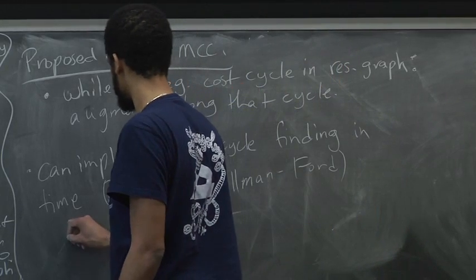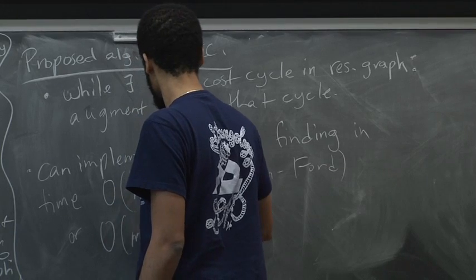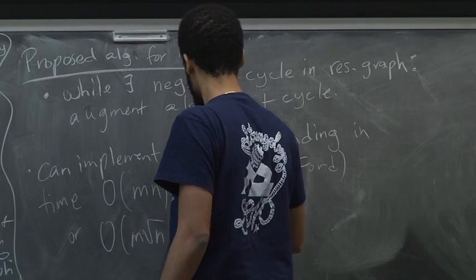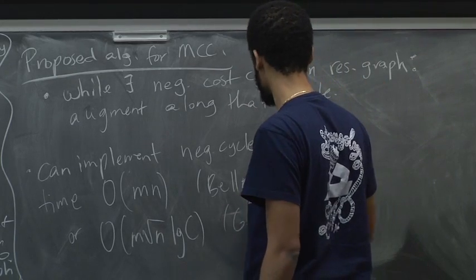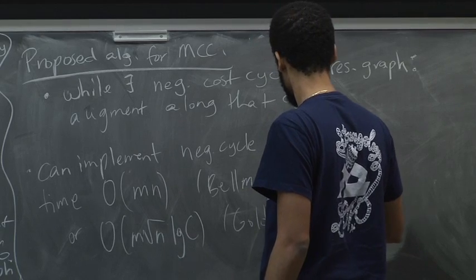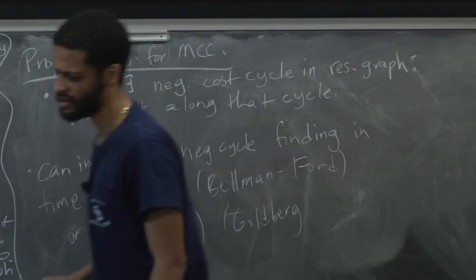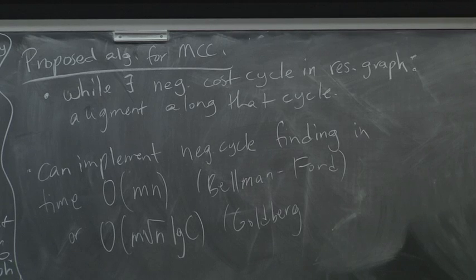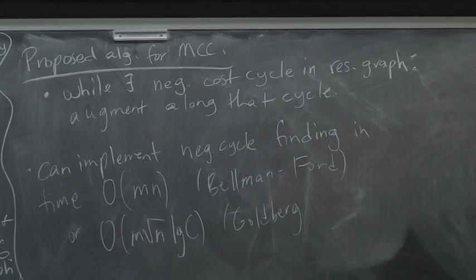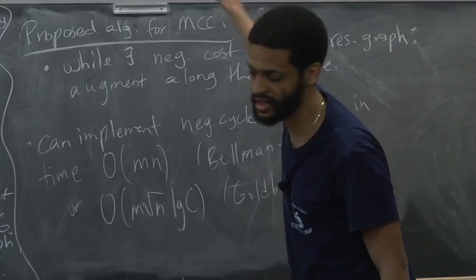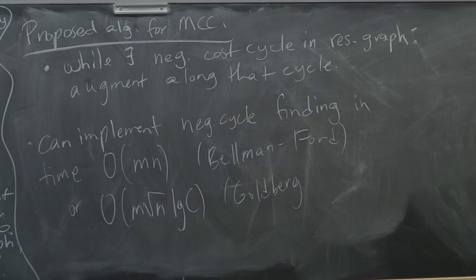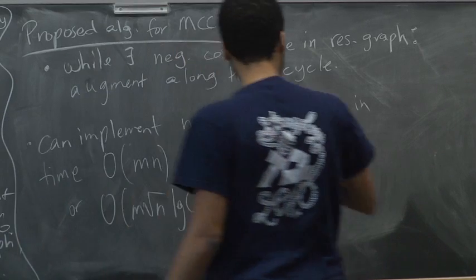You can also do it even in O of M root n log C, essentially by some scaling algorithm. This is due to Goldberg in '95, I believe. So all the costs are between minus capital C and capital C.